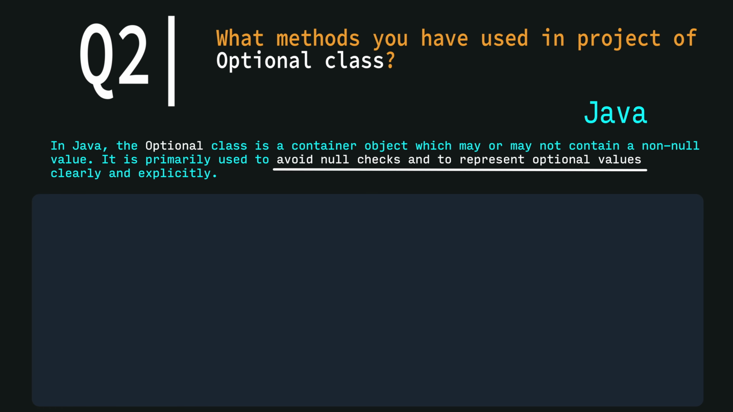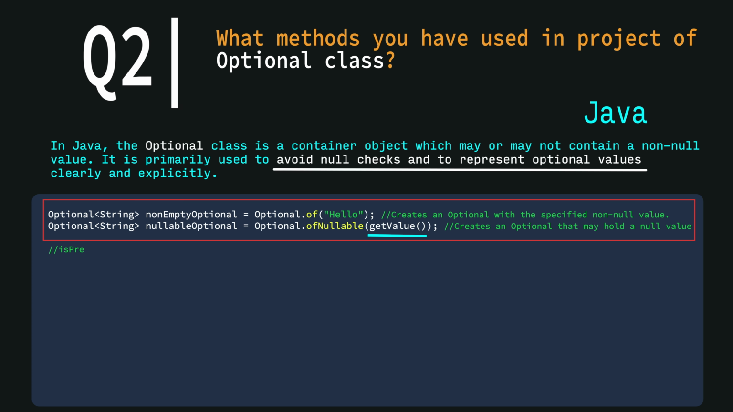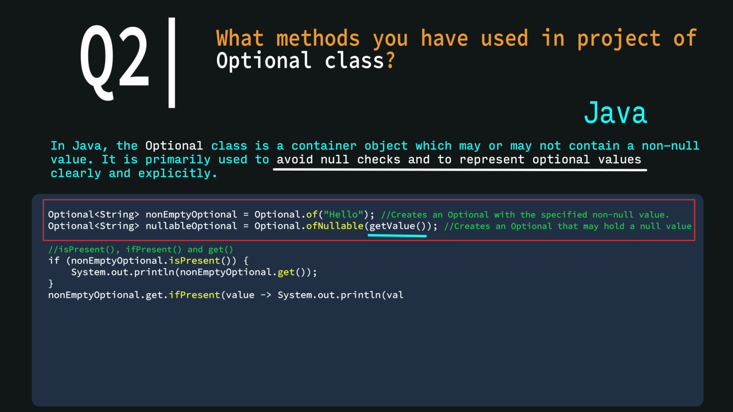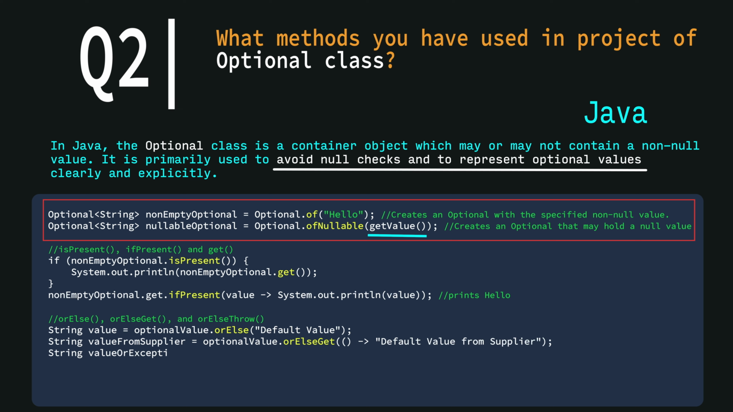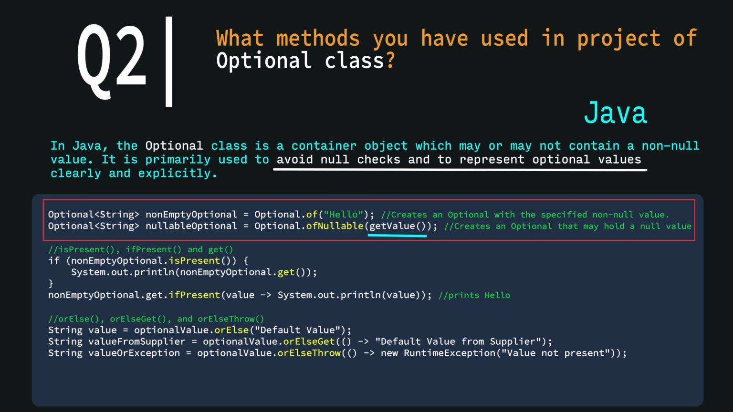There are two ways we can create an object using Optional. Suppose you want to create a string object, you can declare and initialize it using Optional.of or Optional.ofNullable. In the first case, it creates an Optional with the specified non-null value, and in the second case, it creates an Optional that may hold a null value. Here the key difference is, in the first case we know the value is not null, but in the second case we don't know at runtime what the getValue method will return. So that's why the second variable may hold a null value.